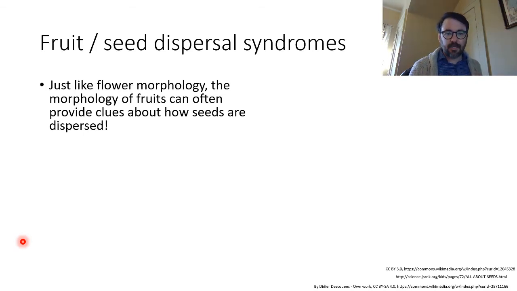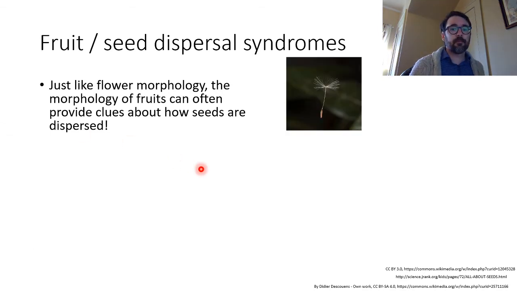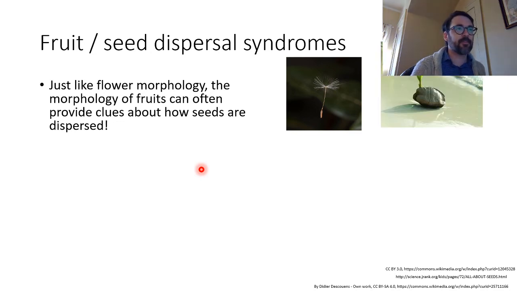Okay, so just like flower morphology, the morphology of fruits and seeds can often provide clues about dispersal of seeds rather than dispersal of pollen. So you could take a look at this seed and you could probably guess that it is wind dispersed, not animal dispersed.